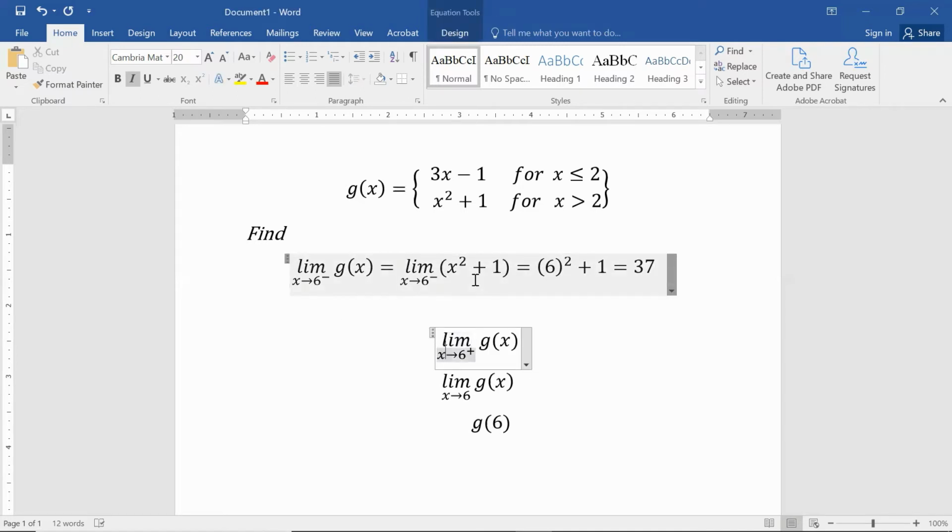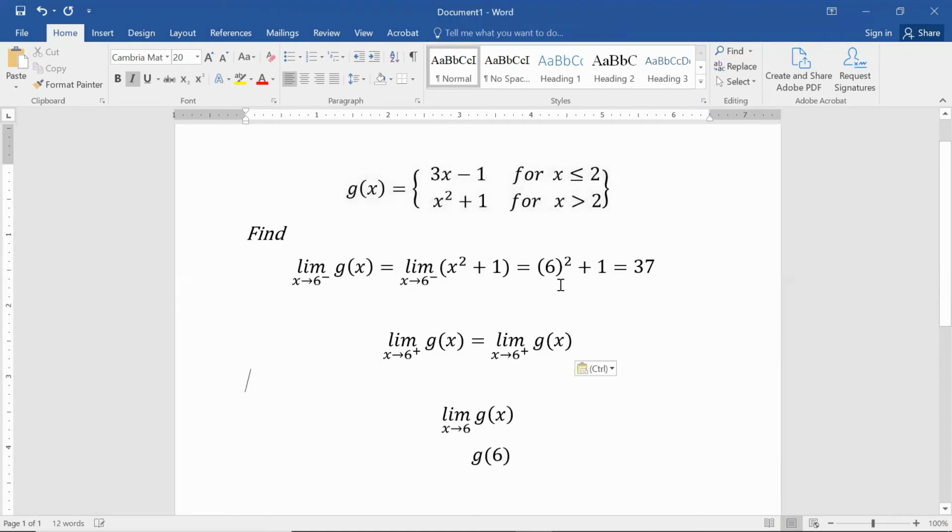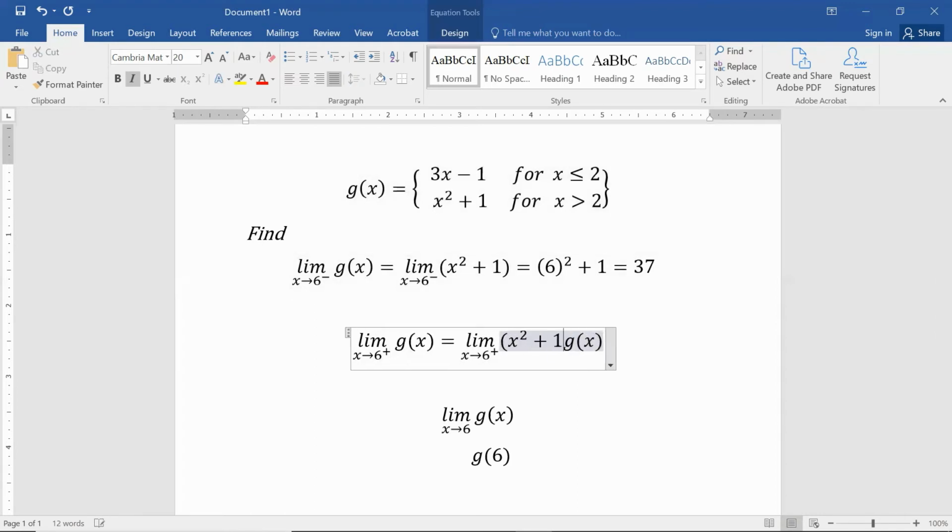So we know using the algebraic and analytic rules that we can just say that's 37. Well, what if we approach from the right? If we approach from the right, the exact same thing happens. Since I'm at 6, I'm well above 2. I'm approaching from the right. So I can just use this expression here, x squared plus 1. And we just saw that when we plug in 6 into x squared plus 1, we end up with a 37.